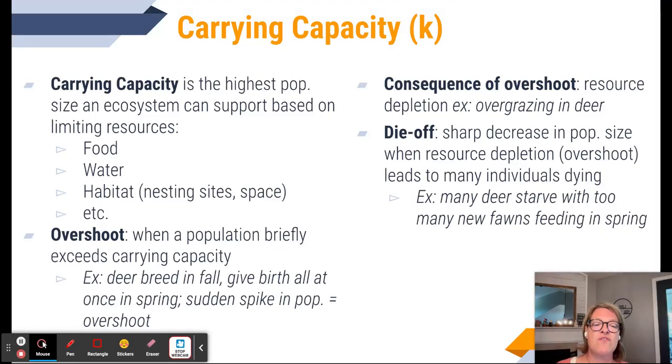So the consequence of overshoot is that we end up with what we call resource depletion. So overgrazing in deer, rabbit, etc. And then we have this die-off, which is a sharp decrease in the population. And so many deer do end up starving. It's a sad thing. And same thing with rabbits, but they have way too many babies for the available resources in their area. And especially that's true when we have habitat destruction because we're building more and more homes.